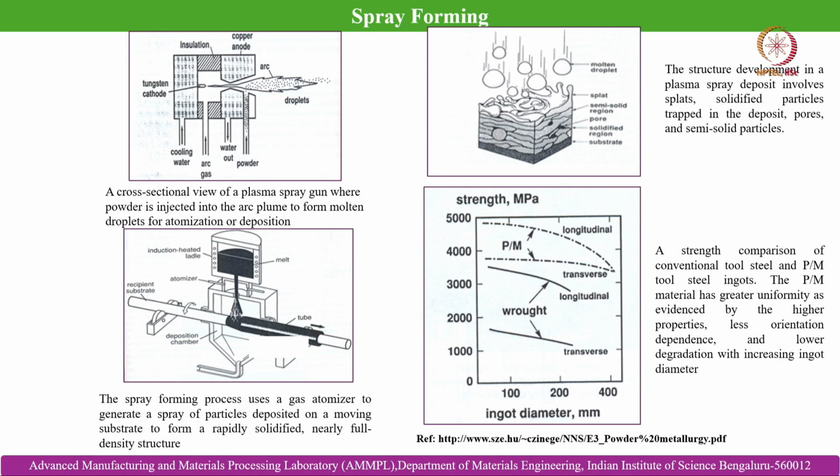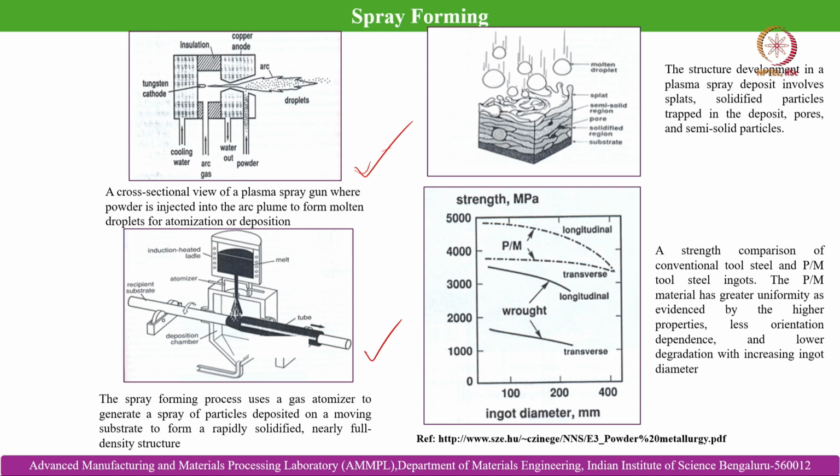There are some other special PM techniques like spray forming. Here in this schematic you can see the cross sectional view of a plasma spray gun where powder is injected into the arc plume to form molten droplets for atomization or deposition. This is a typical example of a plasma spray gun, where we can get a coating layer directly from the powder particles, by deposition of powder particles over the substrate body. The second case is the spray forming process, which uses a gas atomizer to generate a spray of particles deposited on a moving substrate to form a rapidly solidified nearly full density structure.